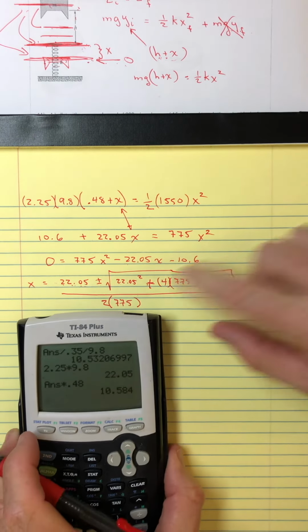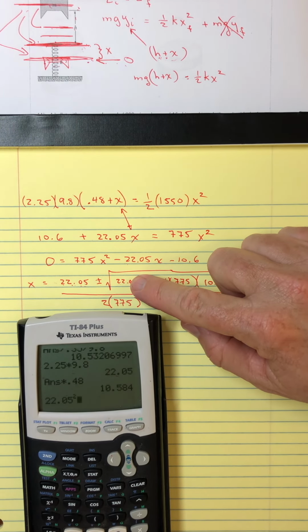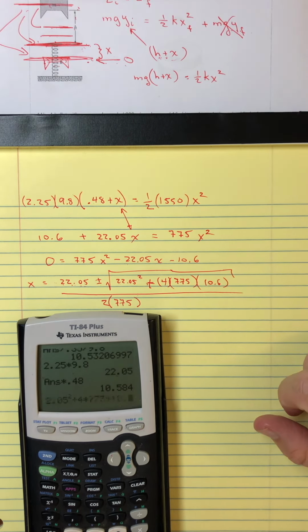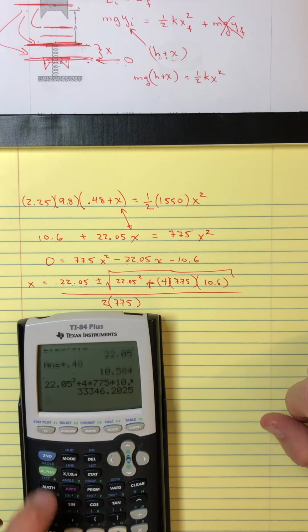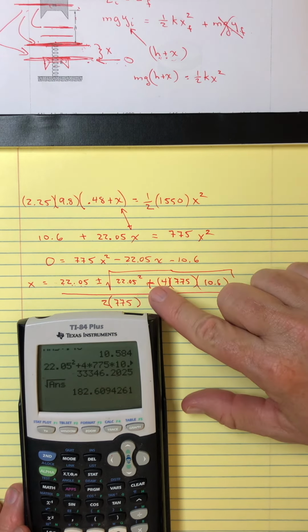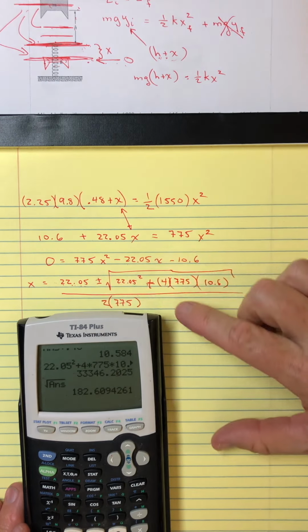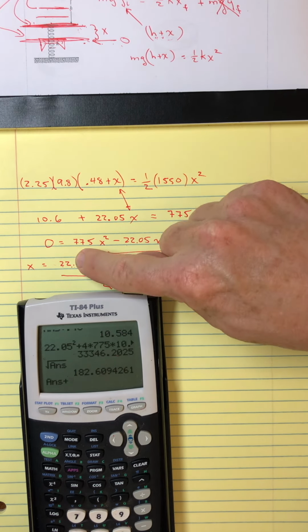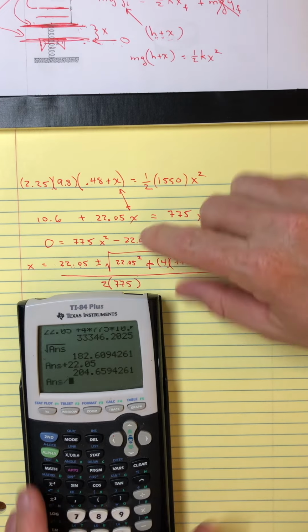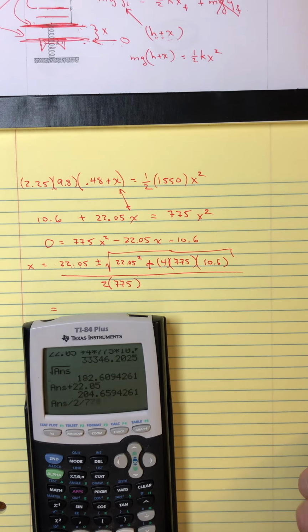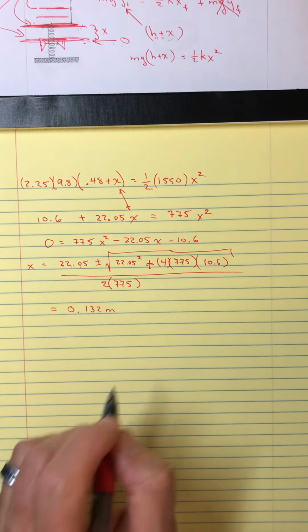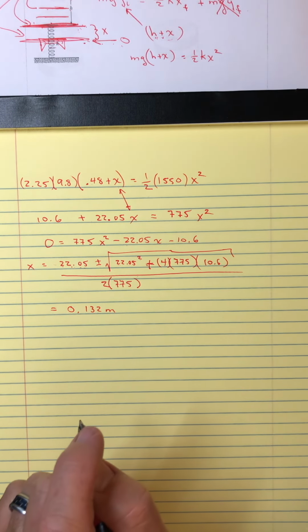But now I can put in my numbers. So 22.05 squared plus 4 times 7.75 times 10.6. And then taking the square root of all of that, like I said, is quite a bit bigger than the 22.05. So taking the plus here and adding the 22.05, that's the numerator. Then I need to divide it by not only a 2, but 7.75. And so that would be 0.132 meters, or maybe about 13.2 centimeters if you want.